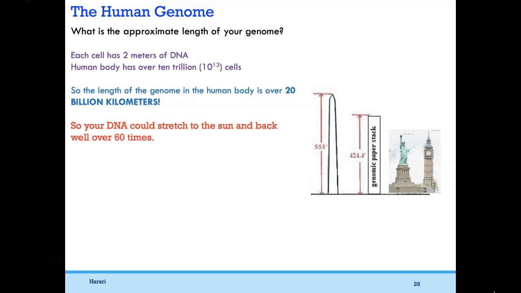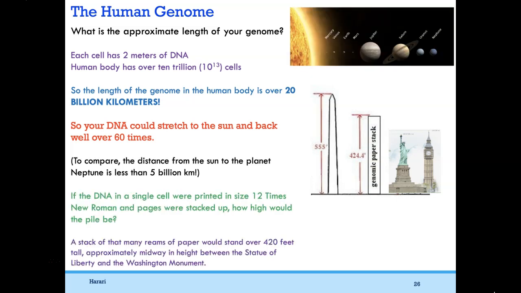Your DNA can stretch to the sun and back over 60 times. So you could go from the Earth to the sun and back over 60 times. And that will still not be the entire length of your genome. Just to compare, right? So we're going from here to the sun and back 60 times. That's how long the genome is of one human being.